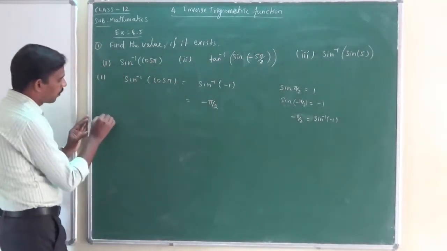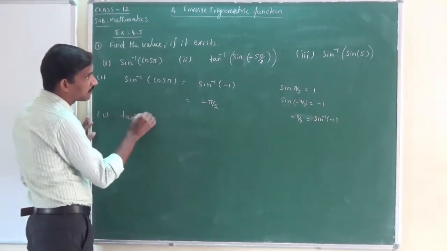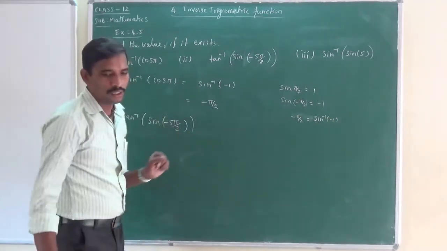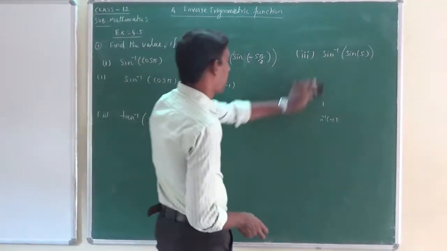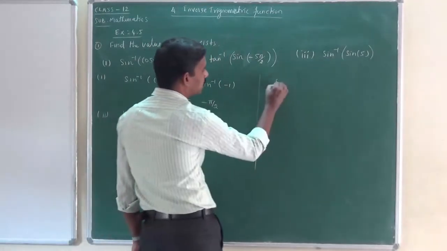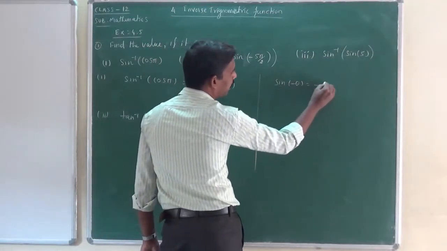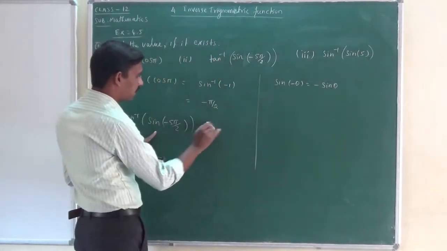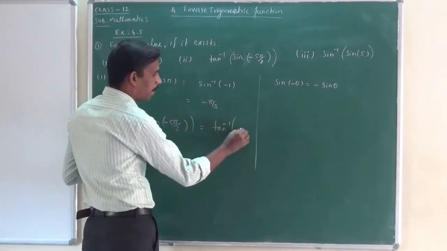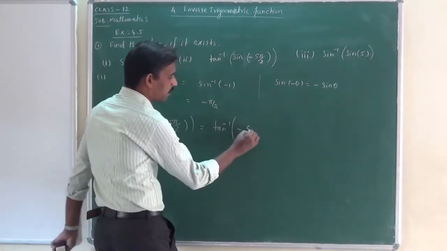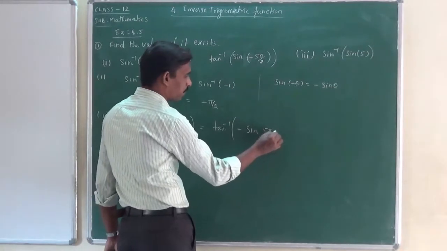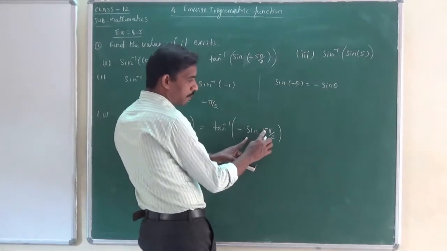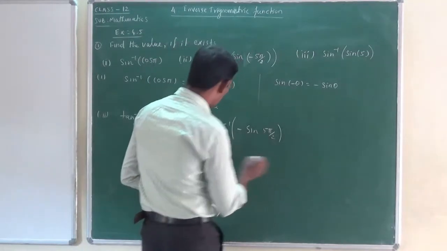Now the second one. Tan inverse of sine of minus pi by 2. First you write the properties. Right? Sine of minus theta will be minus sine theta. According to this, tan inverse of minus sine pi by 2. Here, we have to find out the value of sine of 2 pi plus pi by 2.